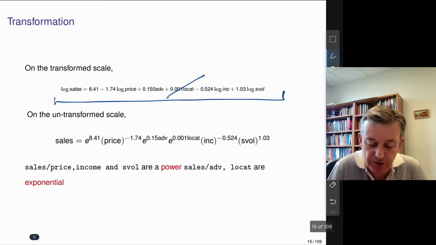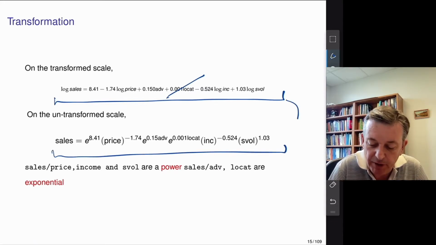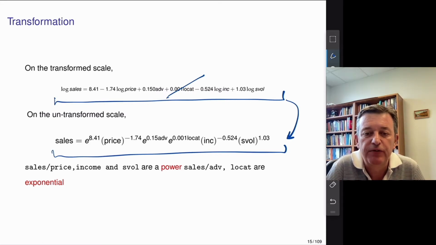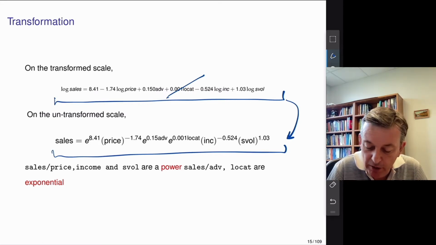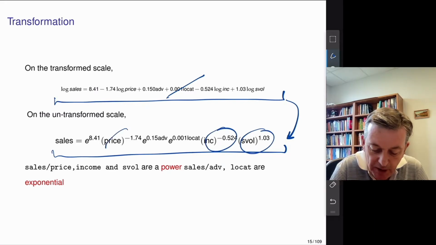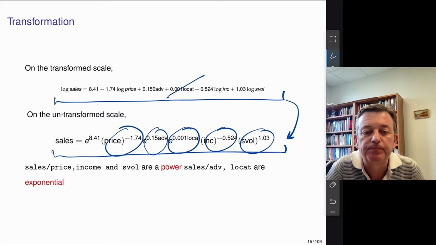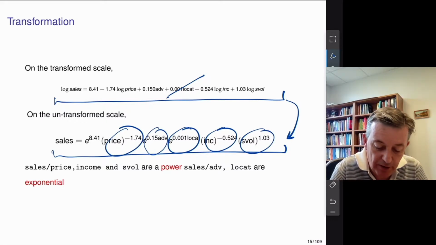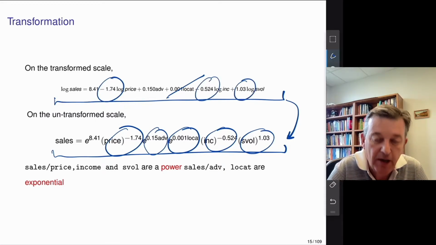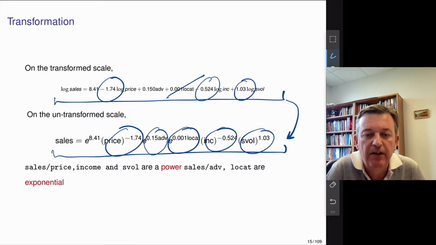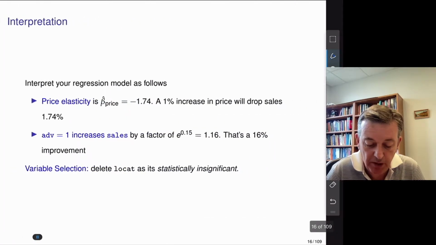So again, something that I will keep in the regression. And remember that there's this duality: if I run a regression on a log scale and transform back, anything that was log-log will end up as a power. So we see that we have 3 power relationships. Anything that was a log and an untransformed variable will end up as an exponential. And in the power case, these coefficients are elasticities. So let's see, a 10% increase in price would lead to a 17.4% drop in sales. So that's how to interpret the model.